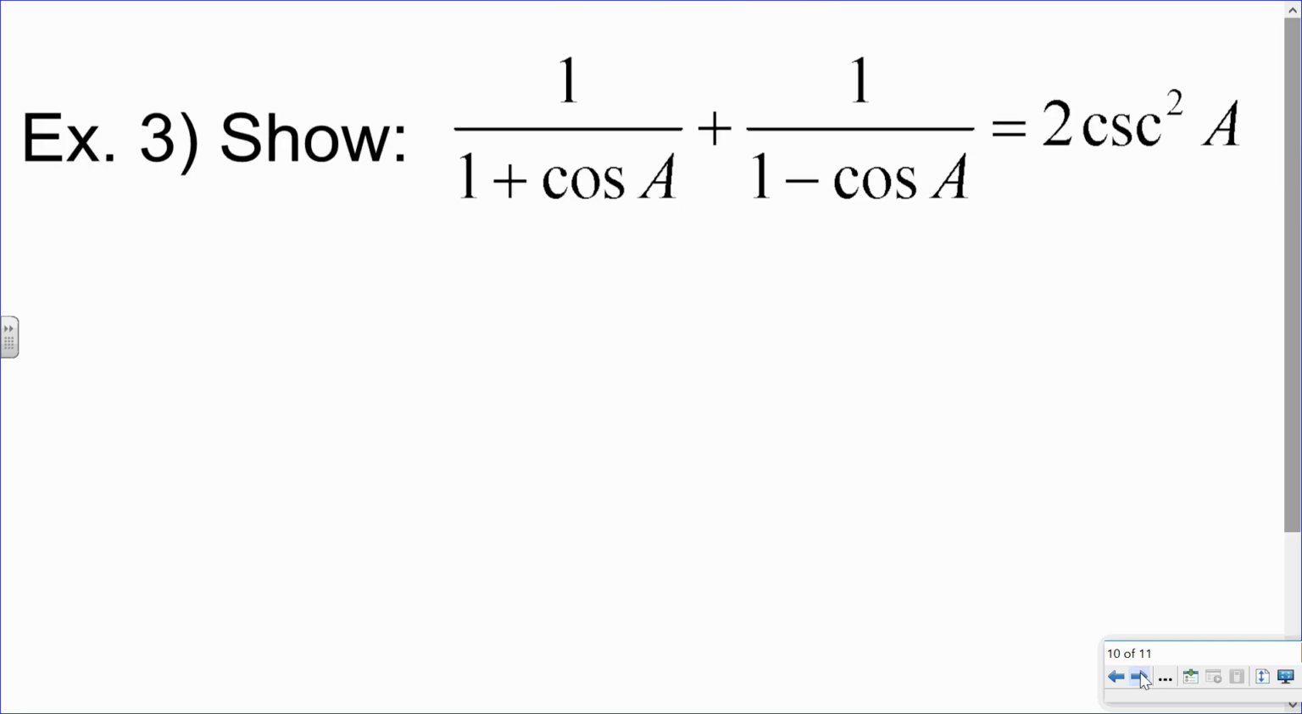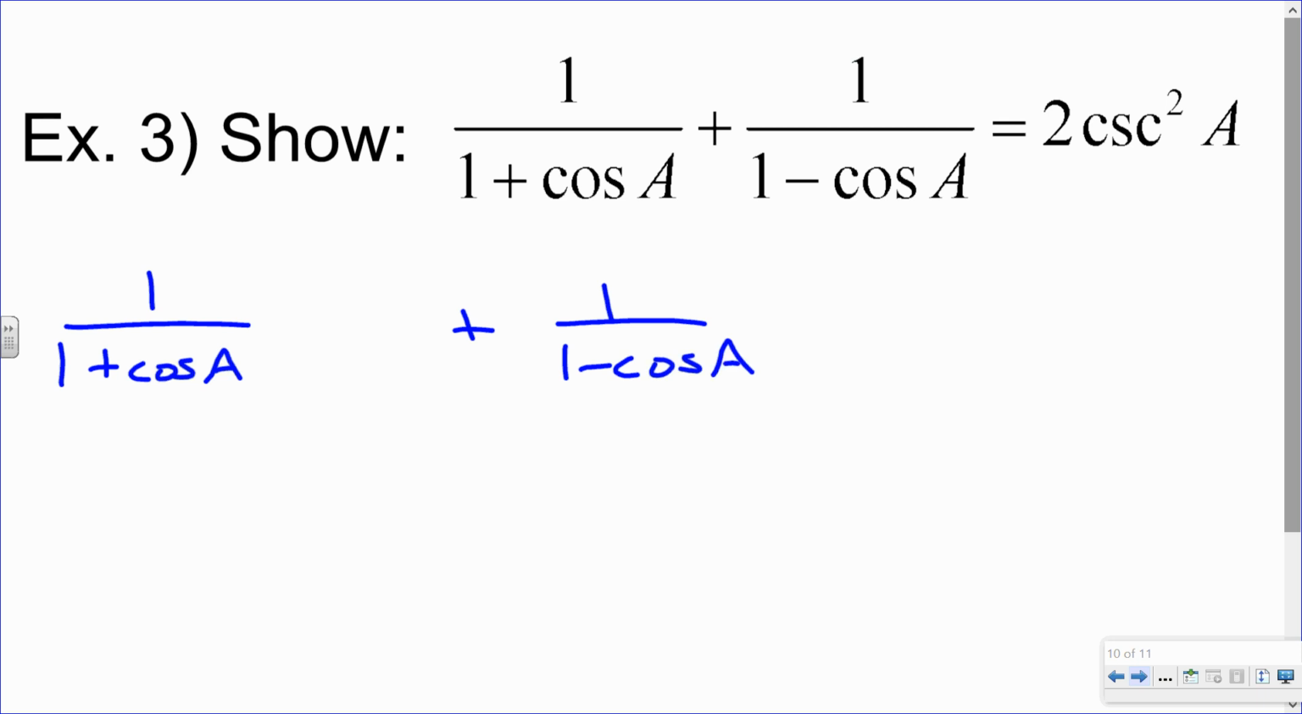Okay, let's start with the left. When I do that, I notice that the left is a fraction plus fraction. And when I add fractions, what am I going to need to think about? Common denominator. So I'm going to leave myself a little bit of space because I know I'm going to need to come up with the common denominators. So I'm going to write the left down, the 1 plus cosine A, and I'm just going to leave some space so I have some room to work. 1 minus the cosine A.